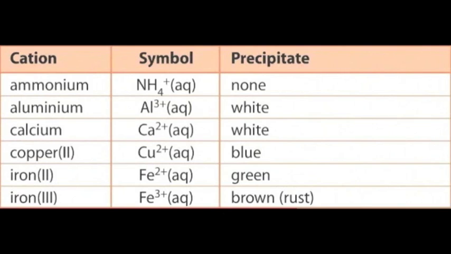The table shows that further tests are needed for ammonium, aluminium, and calcium ions. This is because ammonium ions do not form a precipitate, and both aluminium and calcium ions form a white precipitate. However, aluminium and calcium can be distinguished by adding excess sodium hydroxide. In excess sodium hydroxide, the calcium precipitate is not changed, but the aluminium precipitate starts to dissolve.